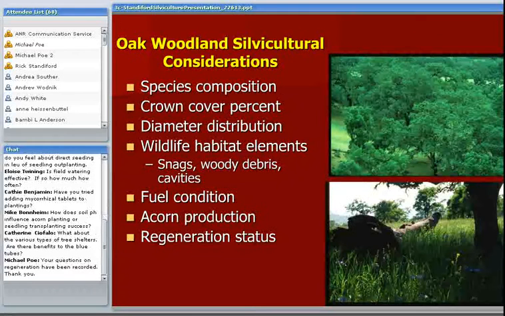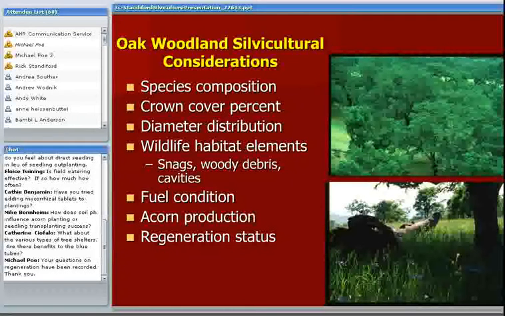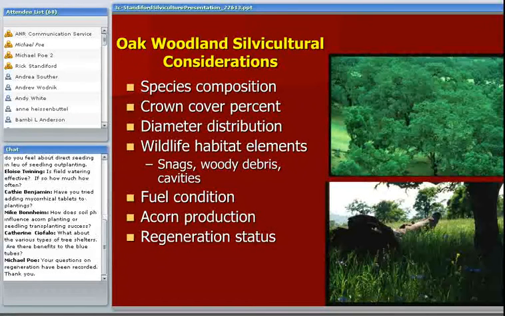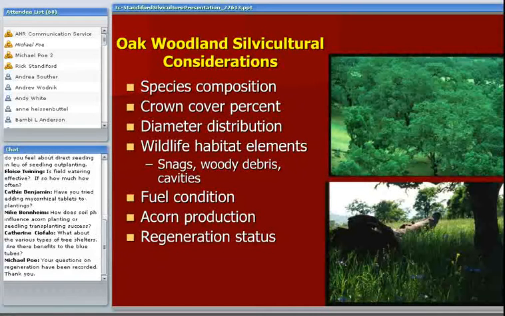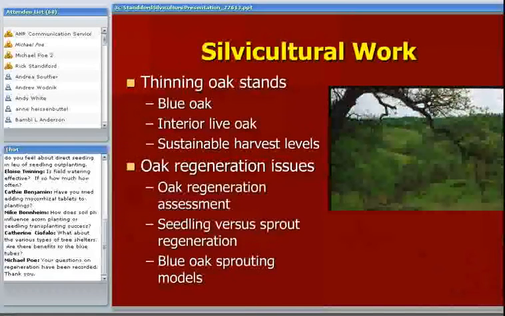Acorn production is an important consideration. There is a detailed discussion of this in Chapter 9 of the oak guidelines that you all received. There's a system in there of categorizing the acorn production in the stand, and regeneration status. How many seedlings, saplings, and such do you have? And I'll present a key that we use in assessing regeneration status towards the end of the talk here.